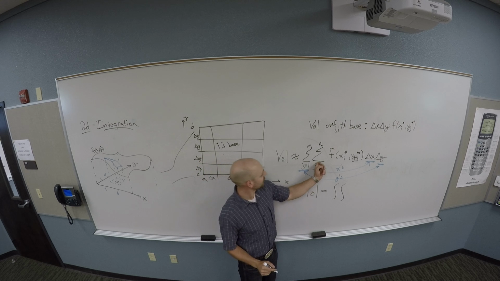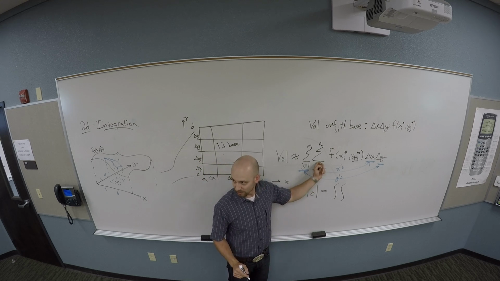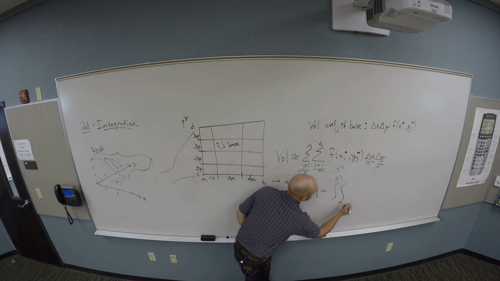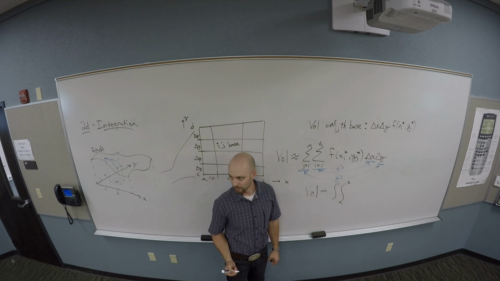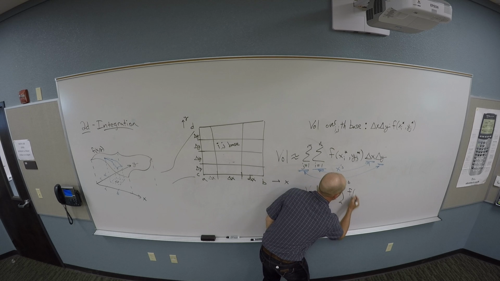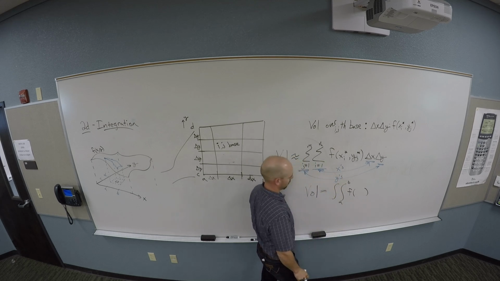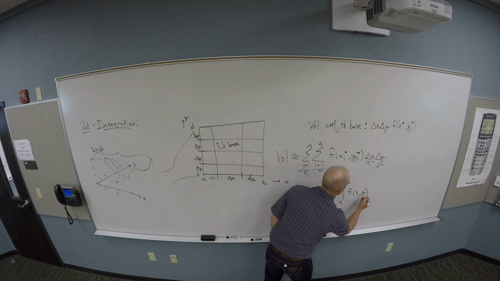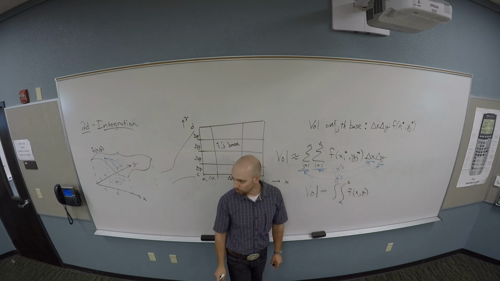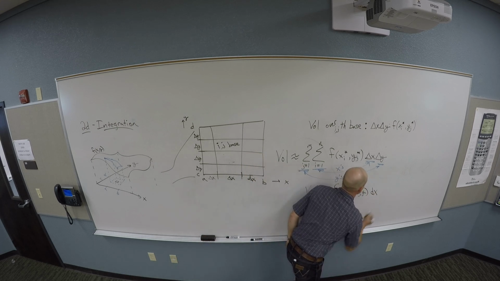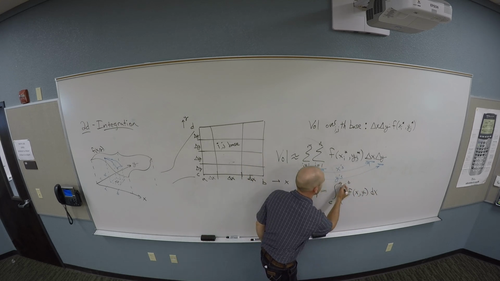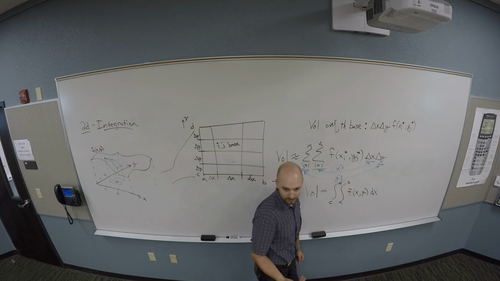So here on the inside I have x's, so I'm going to do A to B on the inside. And that's going to be f of x and y. Delta x turns into a dx, then dy. And the other one I'm going to do c to d, and that's going to be dy.